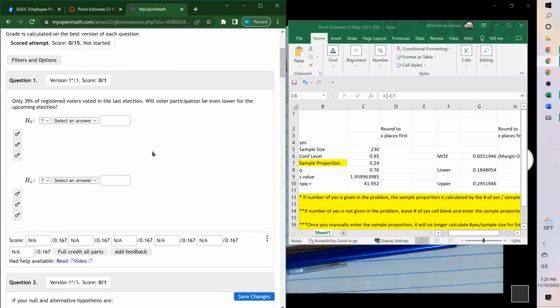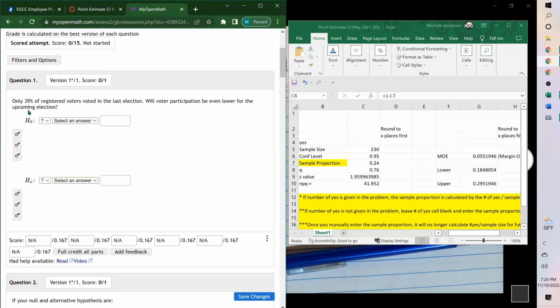So on these ones, you're just setting up the hypothesis. Now, some of these, this should always be equal to, but there are some I noticed that, like if this one's greater than, this will say less than or equal to. And I think it's just some books, depending on the writer. But this one should always be equal to. Only 39% of registered voters voted in the last election. Will voter participation be even lower?